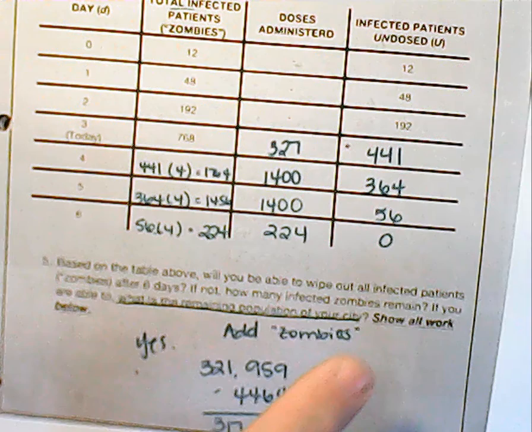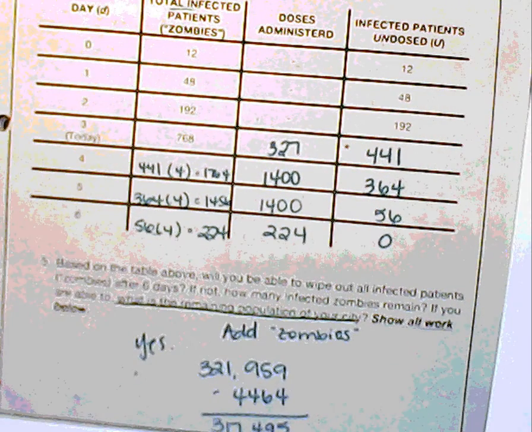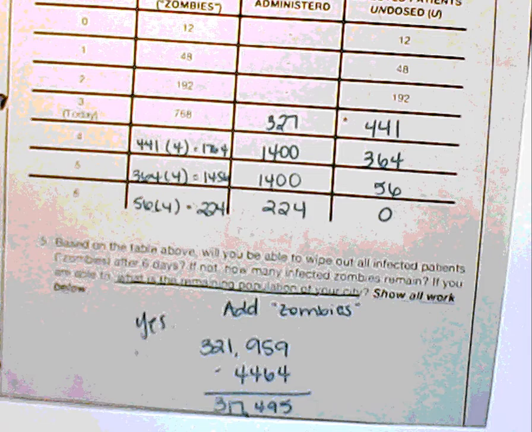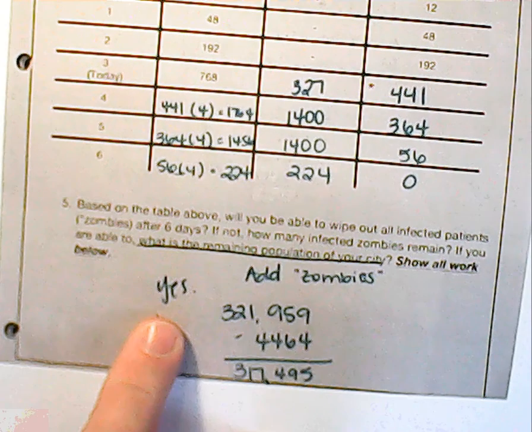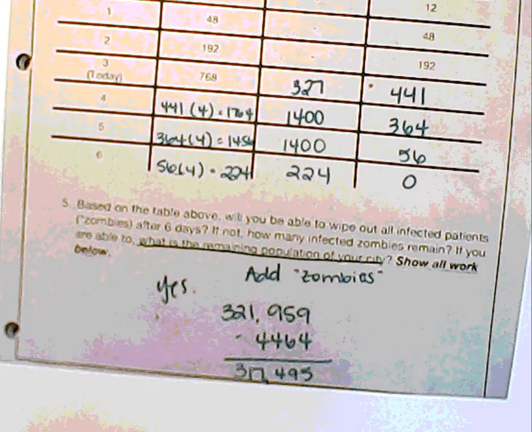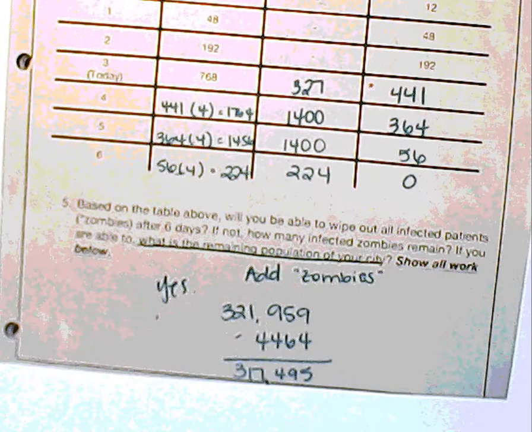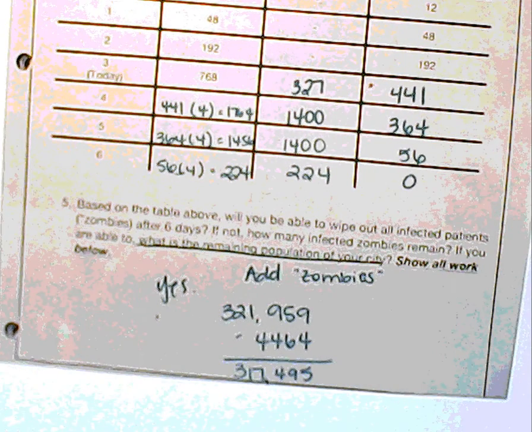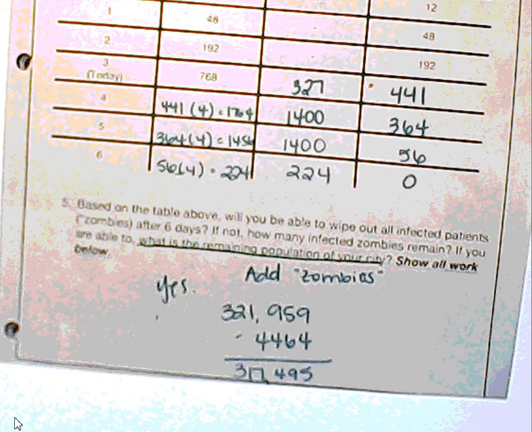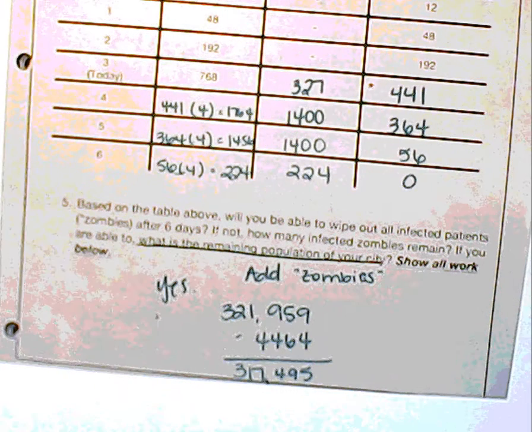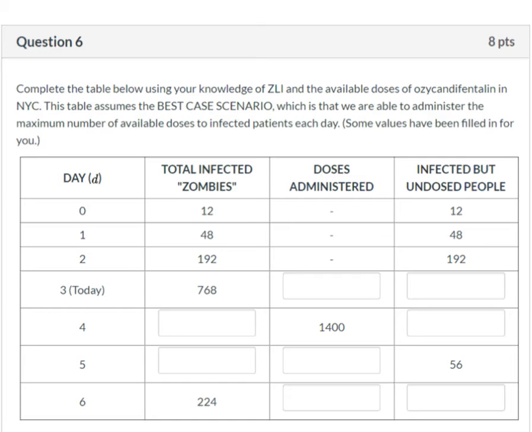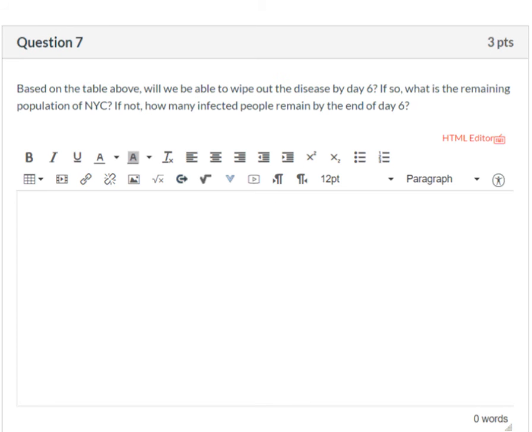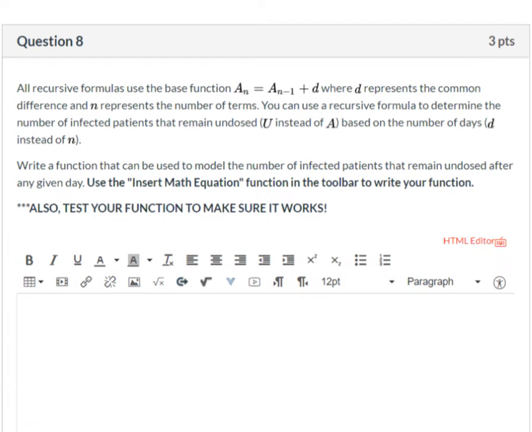So this says, based upon the information above, were you able to eradicate the disease after 6 days? And yes, we were. We were able to get rid of the disease, and we could see how many people actually ended up contracting it. Okay, so that gets us through question 6. Question 7 is the same question we just answered there. Question 8 asks for a recursive formula.